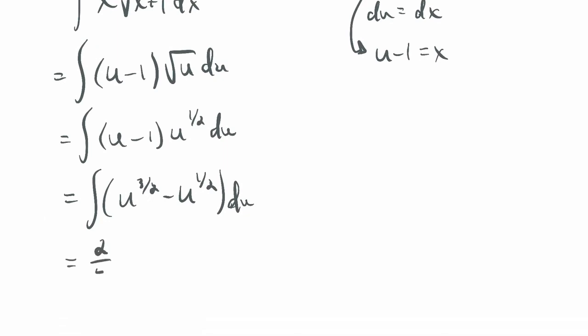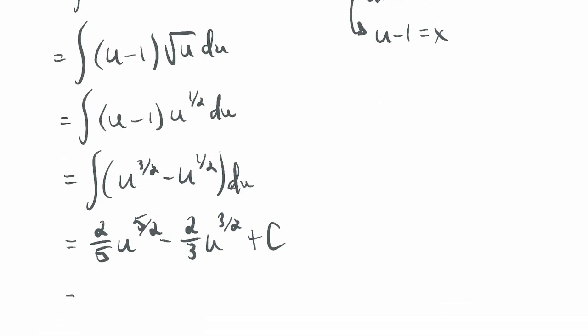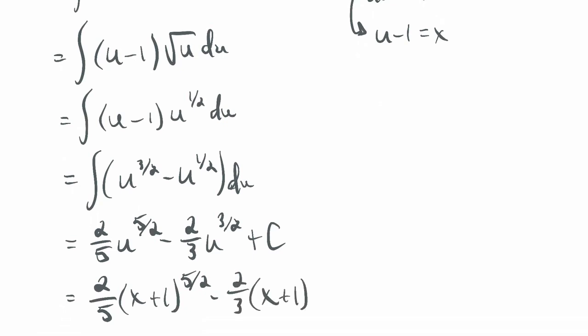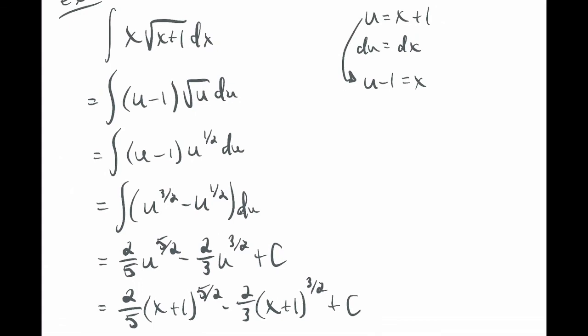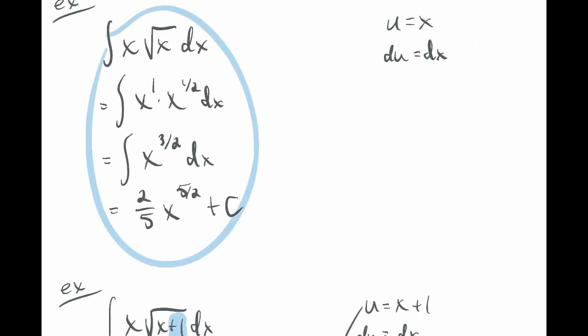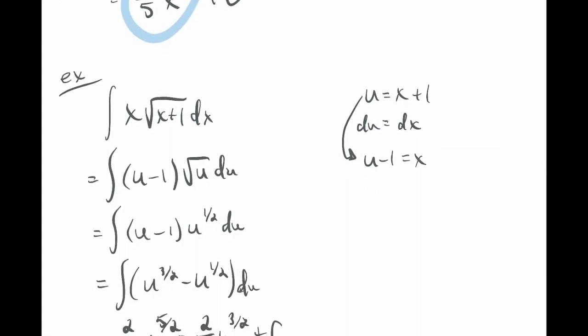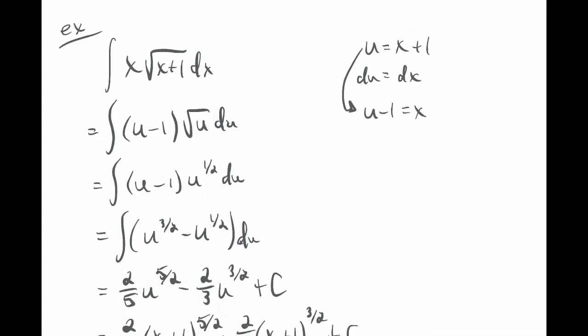So this will be 2/5 u to the 5/2 power minus 2/3 u to the 3/2 power plus c. And as before, I can't just leave the u in there. It's not part of my answer. u is something I made up to help solve the problem. So 2/5 times x plus 1 to the 5/2 power minus 2/3 times x plus 1 to the 3/2 power plus c. So that's a minor change. That plus 1 really makes this problem a lot different from this one. You can see a similar kind of thing happened. We still had that 2/5 present, but that plus 1 made a big difference in how the problem went overall.